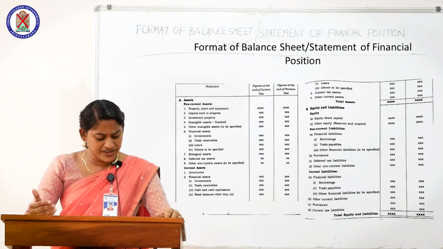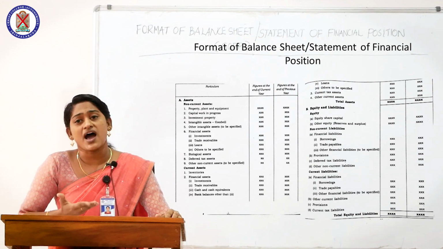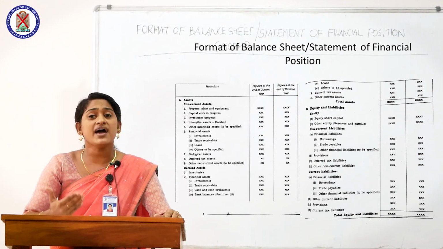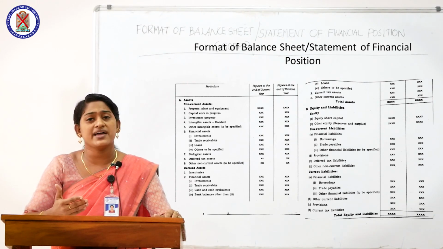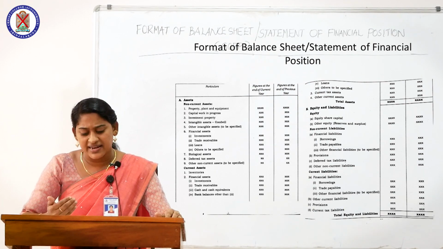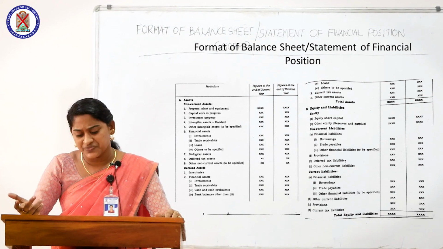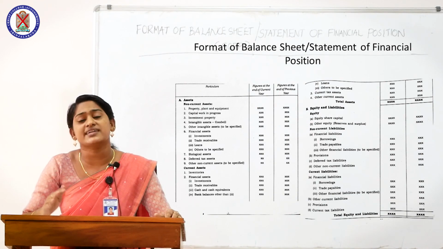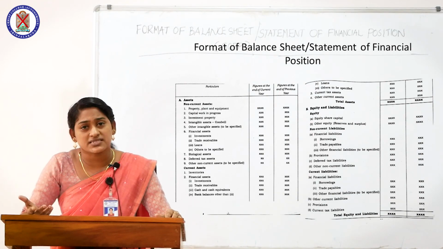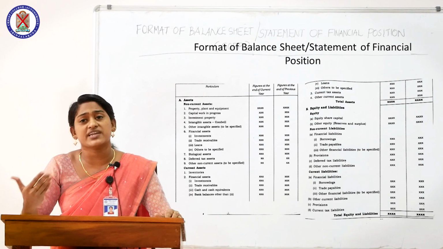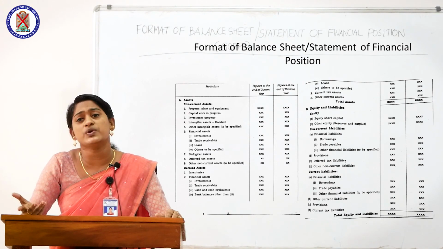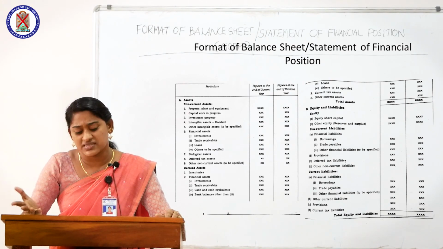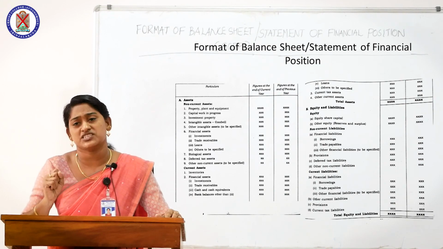Then the next one is financial assets. These financial assets are of short-term nature. They are again divided into investment, trade receivables, cash and cash equivalents, bank balance, loans, and others. Then the next one is current tax asset. What is current tax asset? When a company pays more tax than the amount due for the current year. Then the next one is other current asset. If there is any security deposit, bank deposit, etc., they are to be specified in this section.